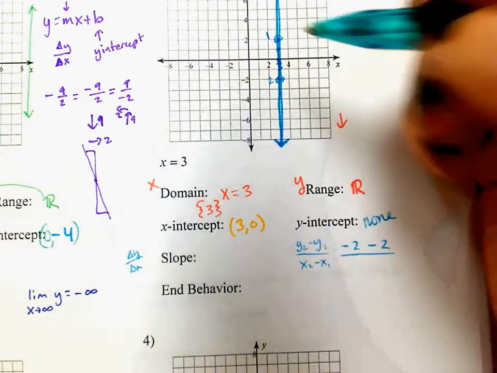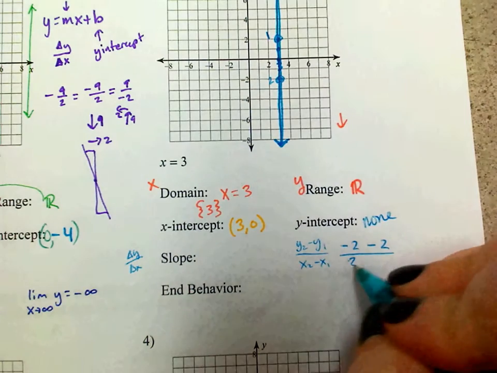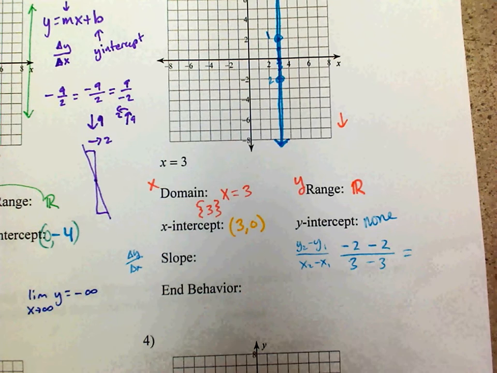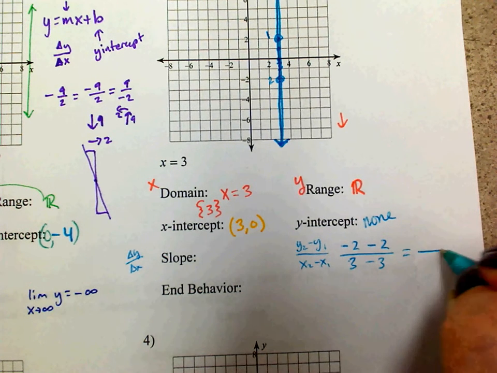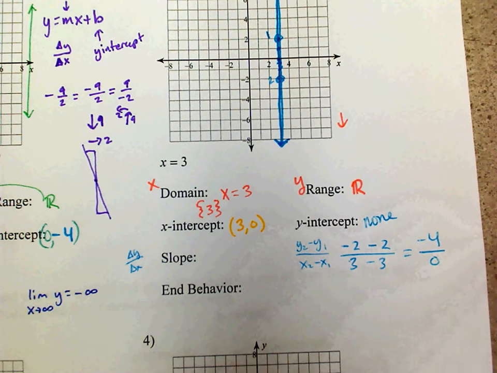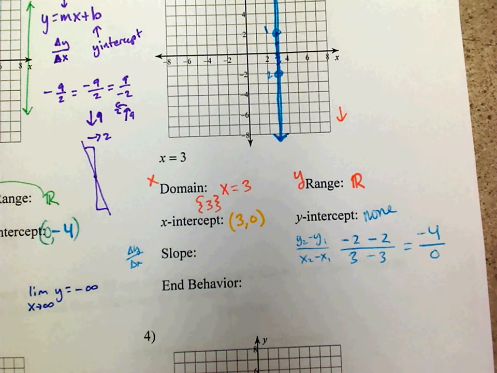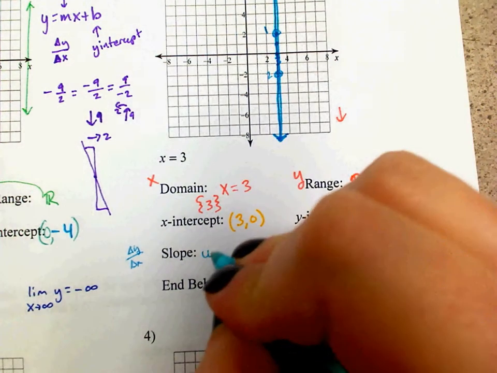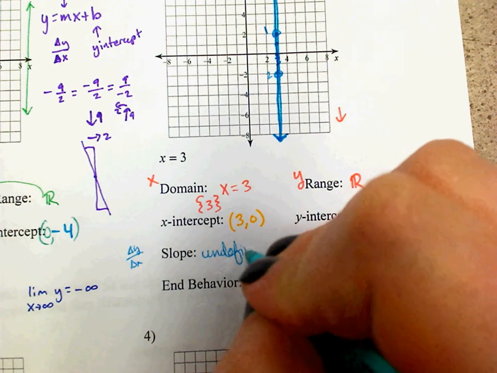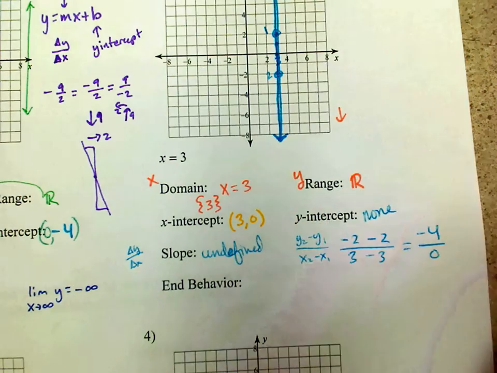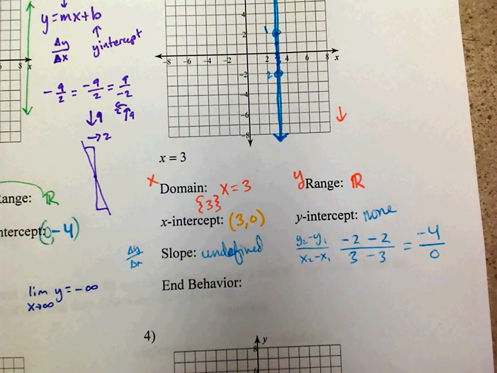In each case, the x's are 3, which gives you 0 in the denominator, negative 4 in the numerator. I don't really care what the numerator is as long as it's not 0. If you divide by 0, it's undefined. So, in this case, the slope is undefined. You can say 0 divided by a number, 0 divided 7 ways is still 0. But you can't divide something 0 ways. So, that would be undefined.